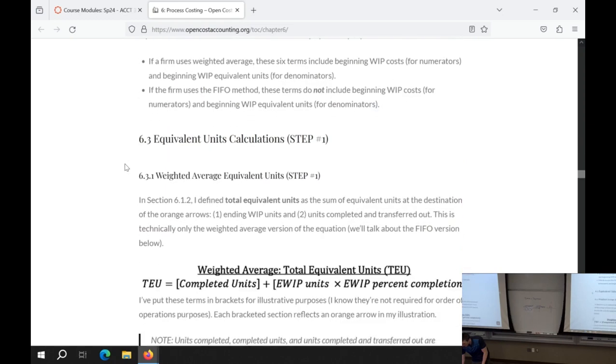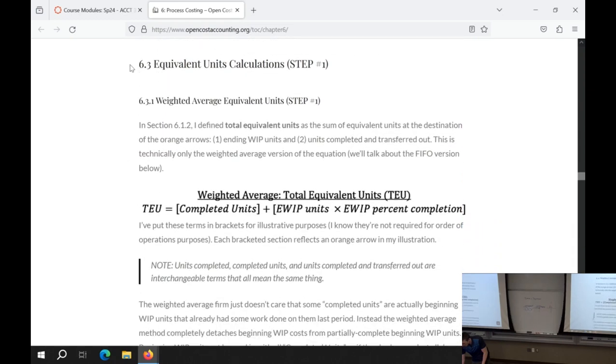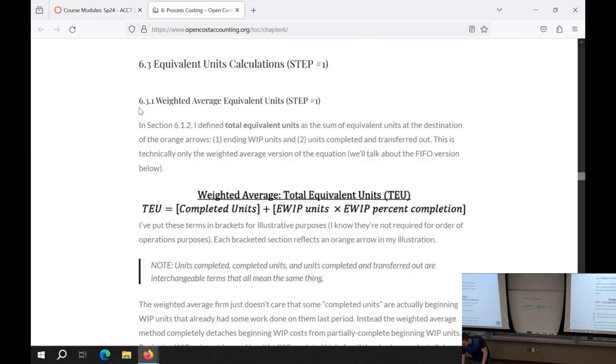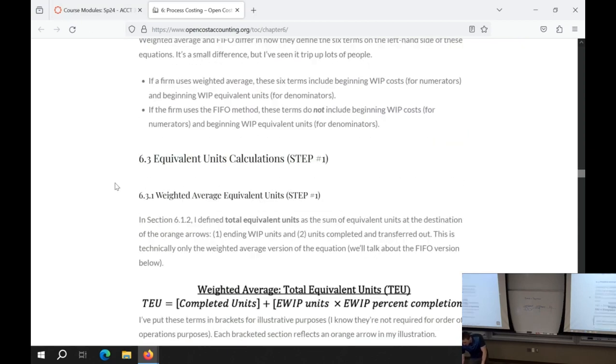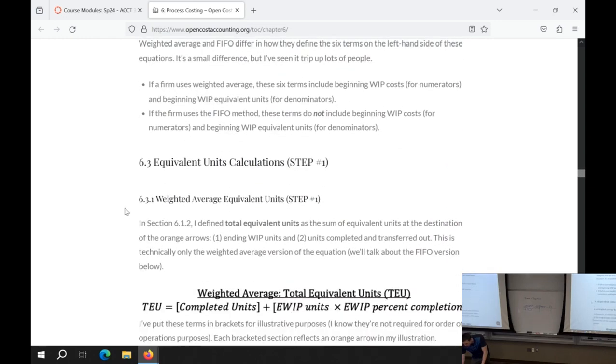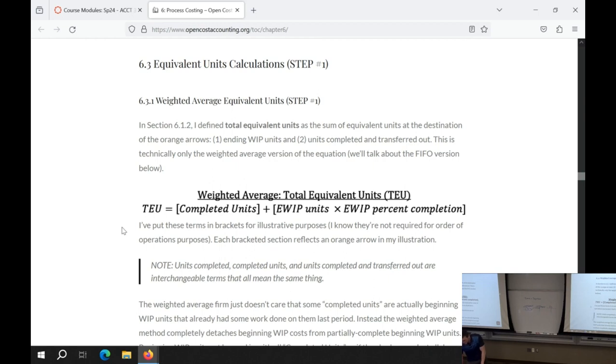All right, so 6-1, the quiz, focuses on 6.3.1 here, which is the weighted average method equivalent units, figuring out total equivalent units, which is TEU, our denominator for each of our rates. It's its own separate section because it's one of the bigger number of calculations we do.